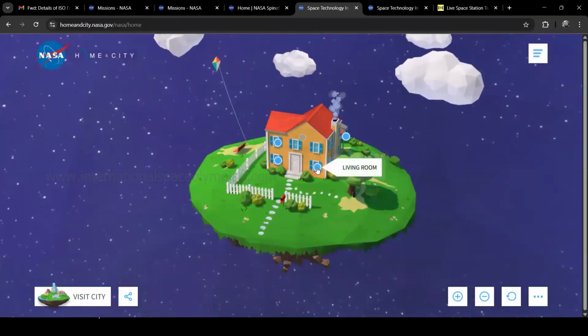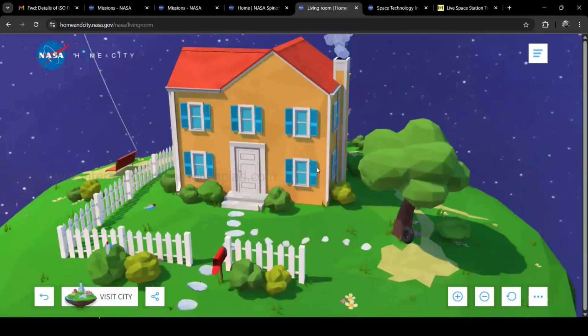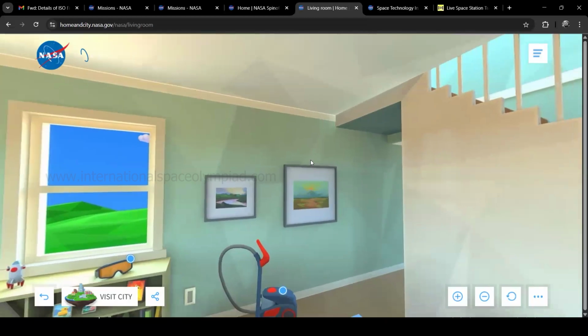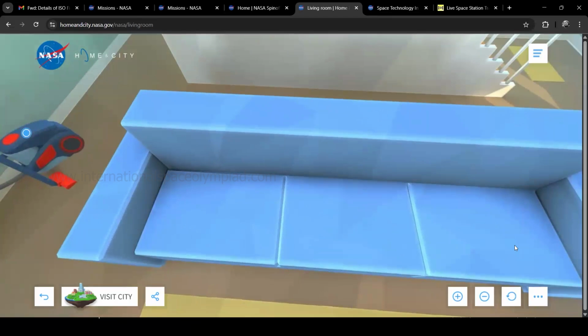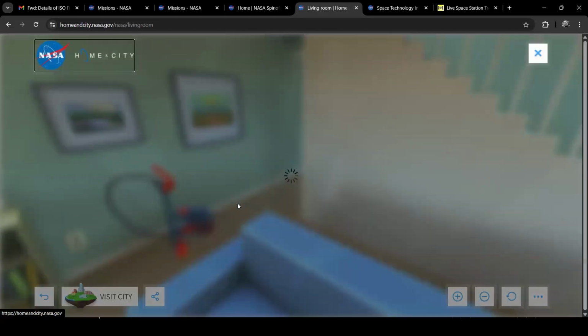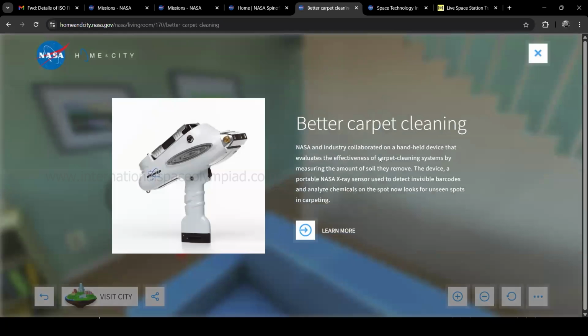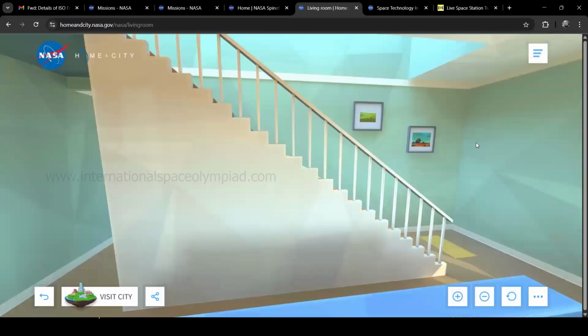So I can go to the living room. What is there in the living room? I'm clicking the living room. It will show many things. Wherever there is a clickable link, you can click on it. For example, this one, better carpet cleaning. NASA and industry collaborated on a handheld device that evaluates the effectiveness of carpet cleaning systems by measuring the amount of soil they remove. The device, a portable NASA X-ray sensor used to detect invisible barcodes and analyze chemicals on the spot, now looks for unseen spots in carpeting. So the efficiency of a carpet cleaner is actually tested by rocket technology, and that is how we have this thing.